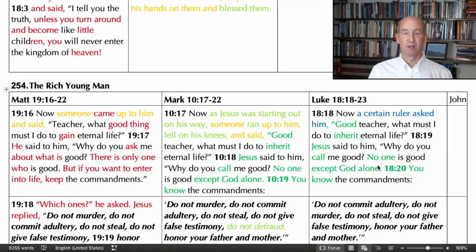Let's look at another famous story, section 254, the rich young man, whom we typically refer to as the rich young ruler. Why do we do that? Well, take a look on Luke's side.